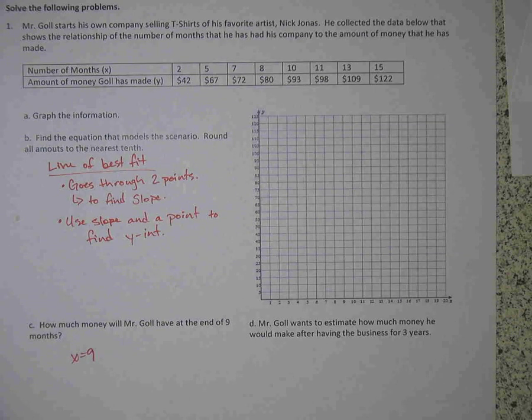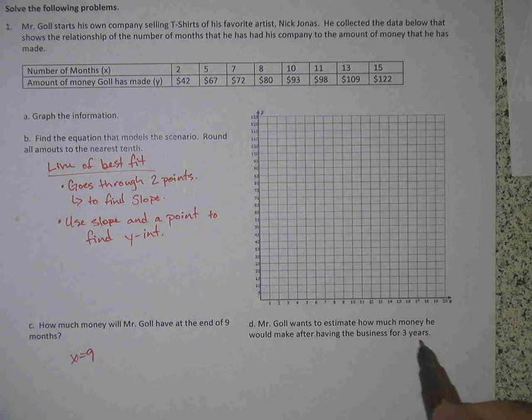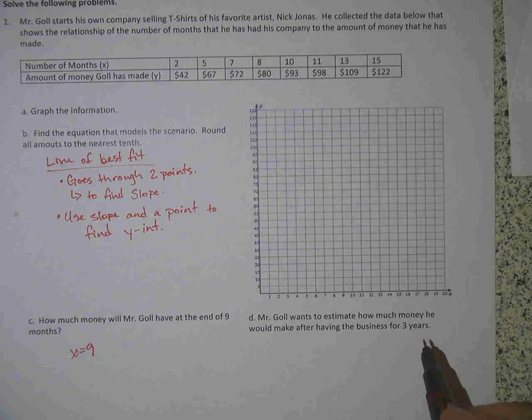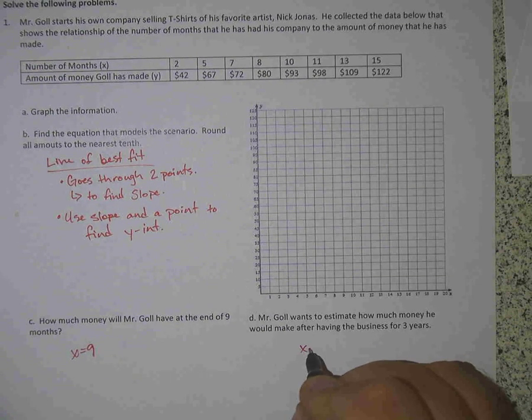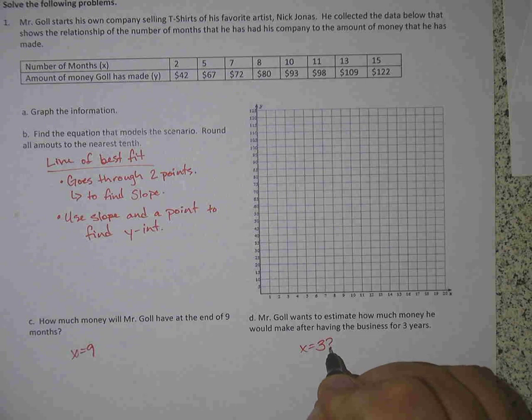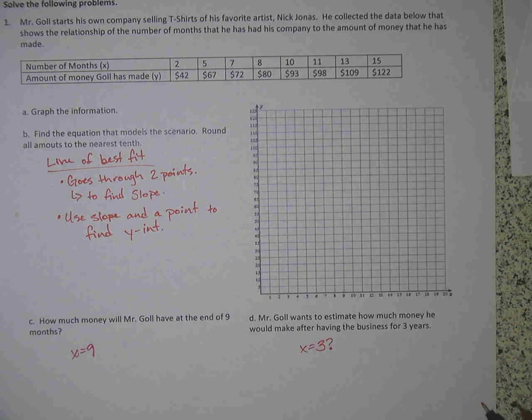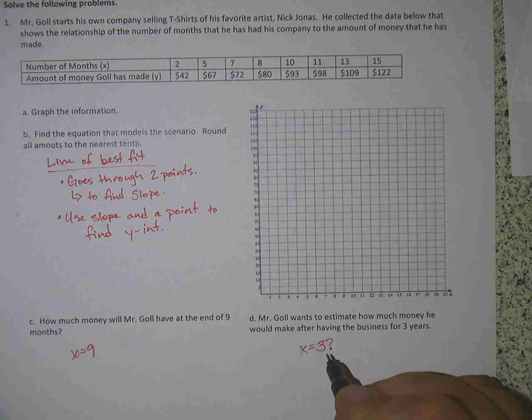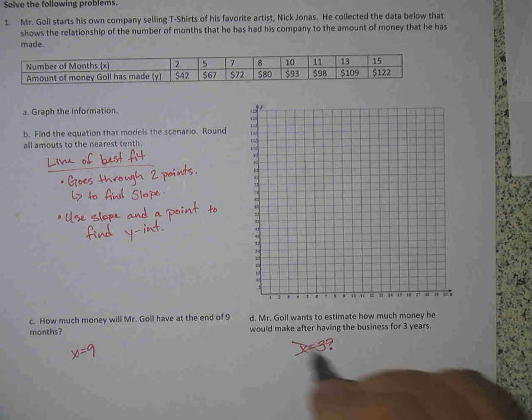And then on part D, it says Mr. Gaul wants to estimate how much money he would make after having the business for 3 years. Now you kind of have to think about it. Does 3 years mean that x equals 3? Okay, does it? I don't think it does, because x is measured in months. So that's a no-no.